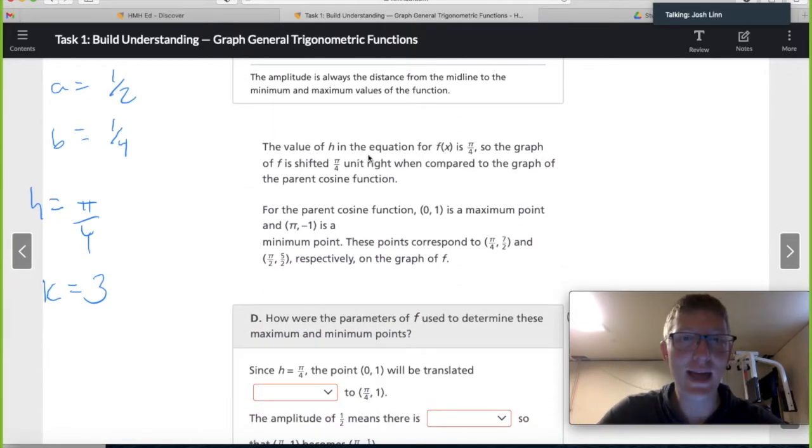The value of h here, for f of x, is pi over 4. So the graph is shifted pi over 4 units right when compared to the graph of the parent function. This is nothing new. This would be the same thing as if we were doing any of the other functions that we've used before.